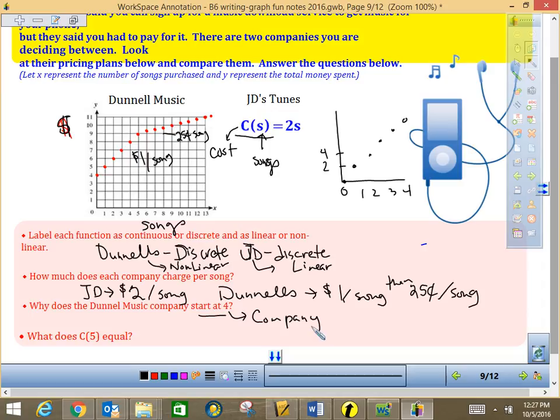I don't know why they have that initial fee, but their initial fee happens to be $4, which means you don't buy a song, you just sign up, and you never buy a song, you've just paid them $4, right? And then after that, you're paying $1 per song as you are looking at that.